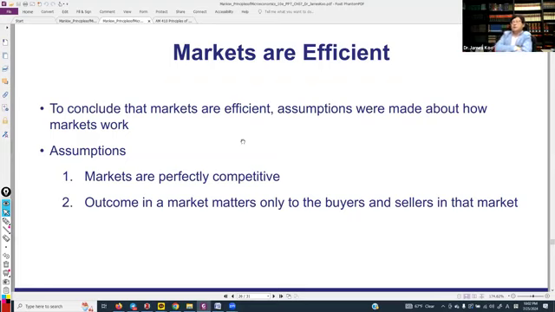Are markets efficient? To conclude that markets are efficient, assumptions were made about how the market works. Assumption one: markets are perfectly competitive, with no monopoly. Assumption two: outcomes in the market matter only to buyers and sellers in the market.